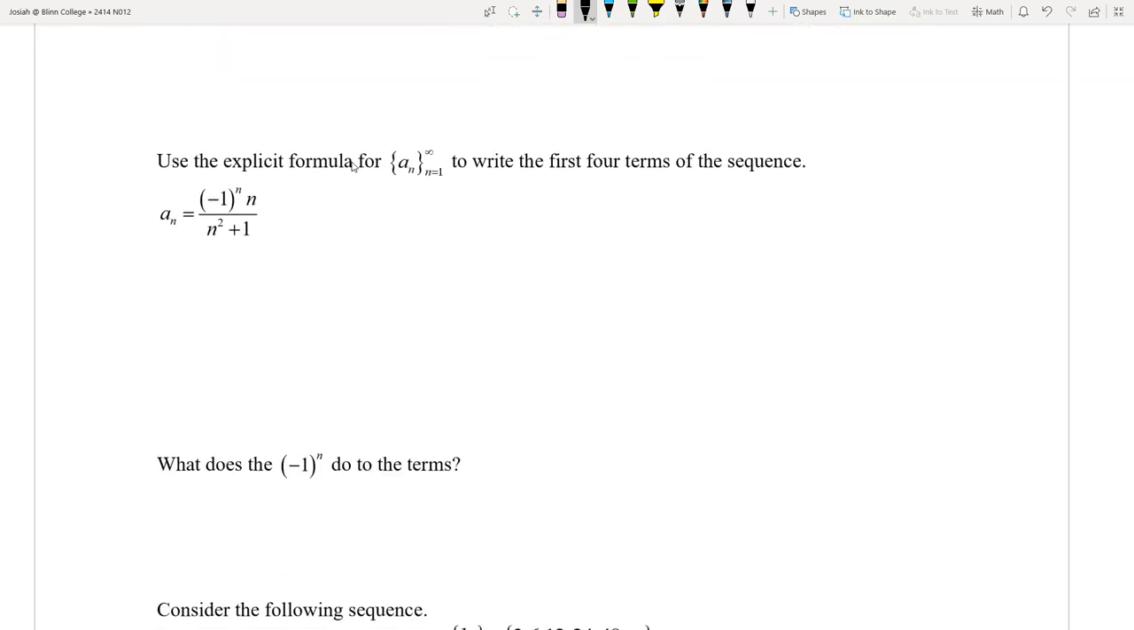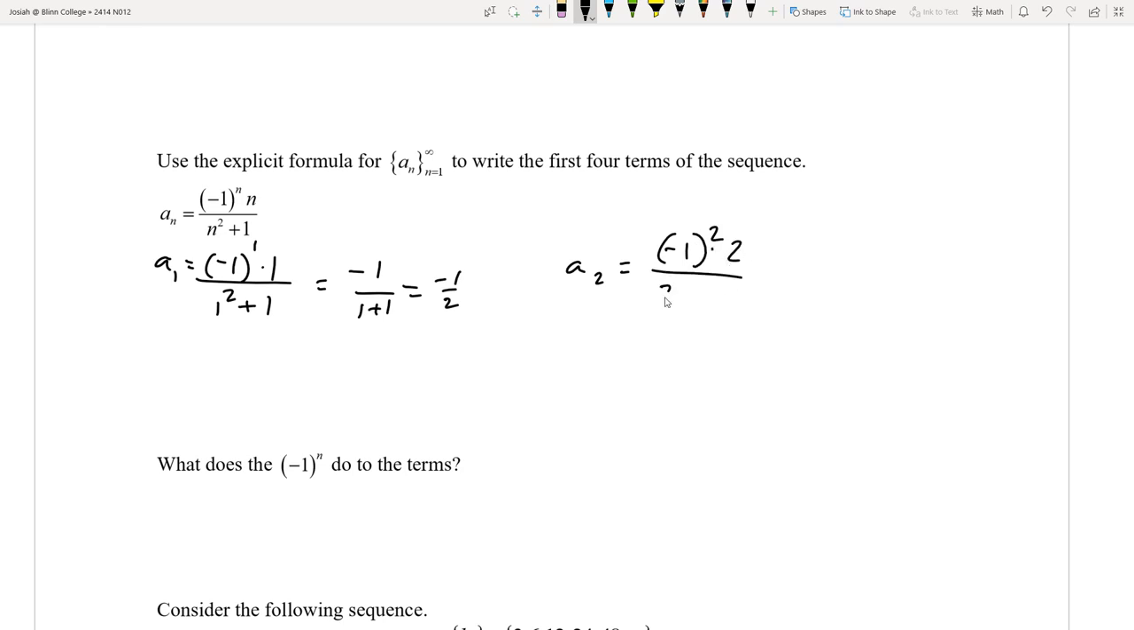Right, so we'll look at another case here. This one is an explicit formula, and we want to write the first 4 terms. So to find a sub 1, we plug in n equals 1. And when we do that, we get negative 1 times 1 over 1 plus 1. So we get negative 1 over 2. A sub 2, we've got negative 1 squared times 2 over 2 squared plus 1. So we get positive 1 times 2, and then on the bottom we get 4 plus 1. So we get 2 fifths.